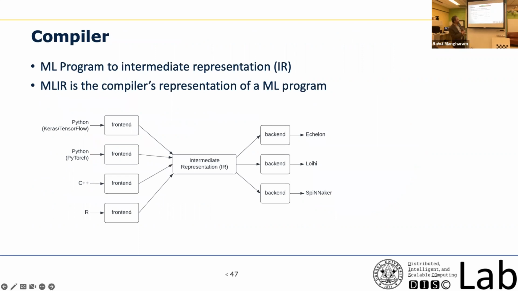We have designed a compiler called MLIR, machine learning intermediate representation, which can take any front end. That means you can write your Python code in Keras with TensorFlow, in PyTorch, in C++, R. It will have an intermediate representation, and then you can customize that representation for any type of hardware like Echelon, Loihi, SpiNNaker, any type of hardware.